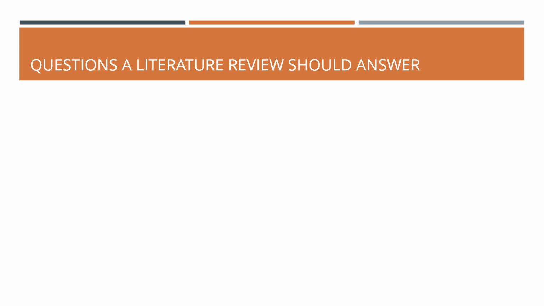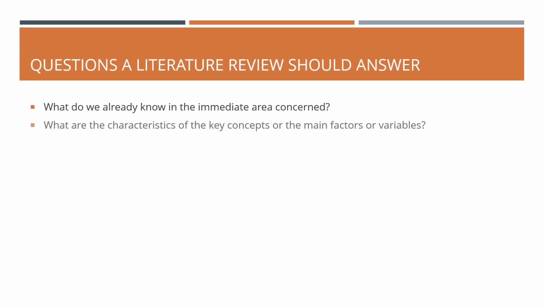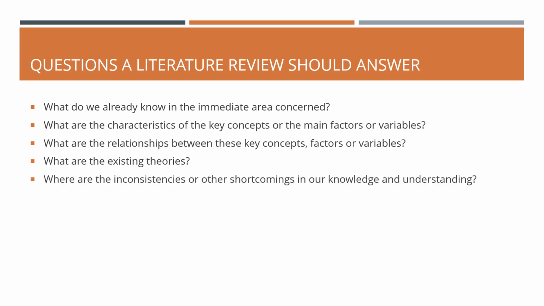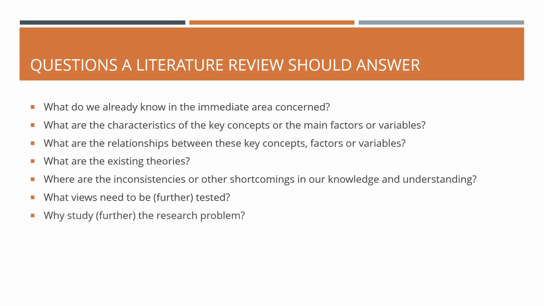Questions a literature review should answer. What do we already know in the immediate area concerned? What are the characteristics of the key concepts or the main factors or variables? What are the relationships between these concepts, factors, or variables? What are the existing theories? Where are the inconsistencies or other shortcomings in our knowledge and understanding? What views need to be further tested?